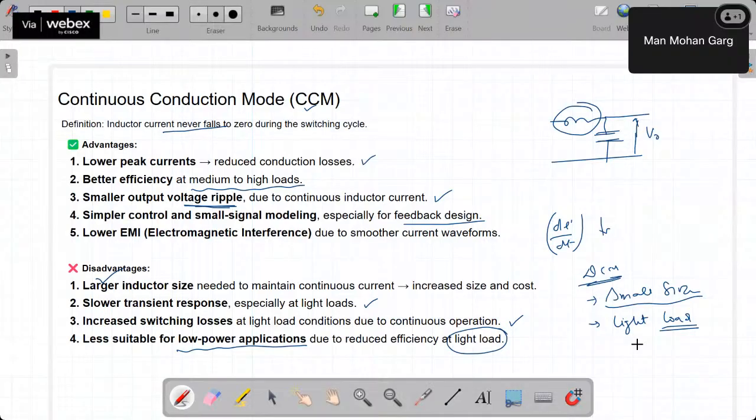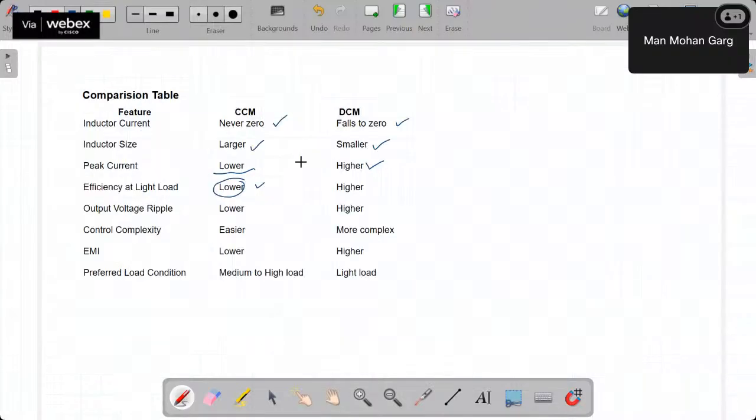Output voltage ripple, because the inductor is taking care of it, will be lower in CCM, higher in DCM. Control complexity: because the number of modes increases in DCM due to the zero inductor current, it is more complex in DCM, and mathematical modeling is also easier in CCM. Due to low di/dt, there is lower EMI in case of CCM, more EMI in case of DCM. And load condition: for medium to high load we use CCM, but for light load we use DCM. So these are the two modes which we normally use.